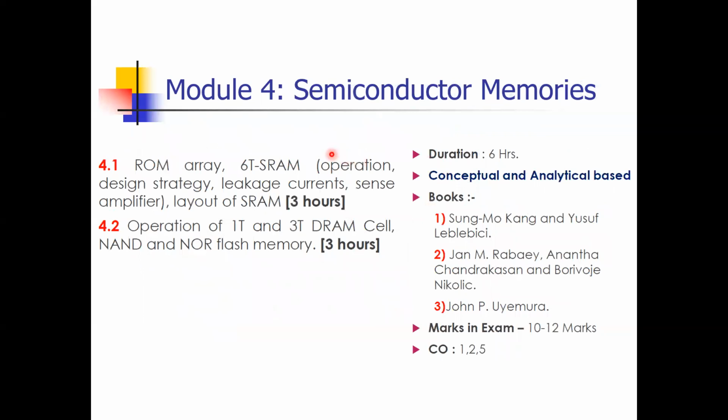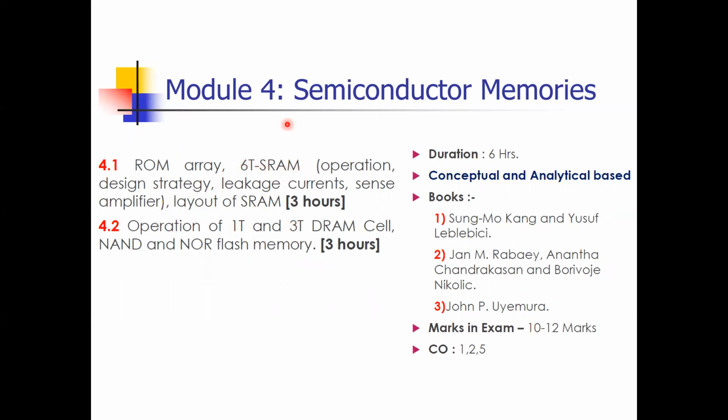Then module 4 is about the memories, semiconductor memories. Now the memories, you know, ROM and RAM, and you know the difference between ROM and RAM, but here is the designing part. If you're talking about designing, 6T means 6 transistor SRAM, static RAM. You have to learn the operation, design strategy, the current, leakage current, and the sense amplifier used in the layout design of this. Specifically it is mentioned 6T SRAM, 6 transistor MOSFETs used as static RAM.